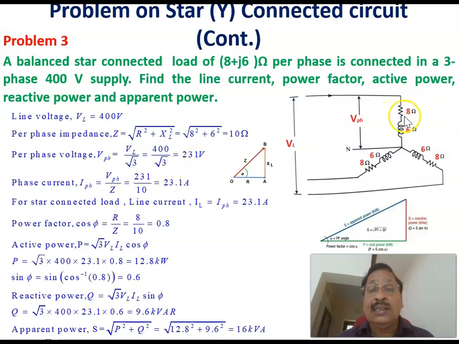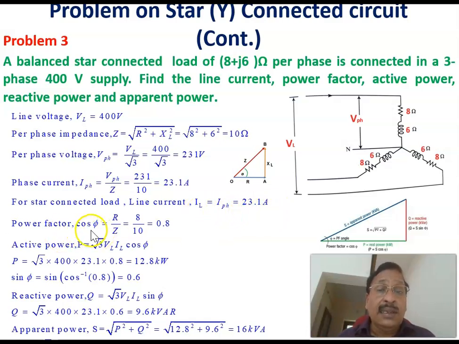Then you can calculate the phase current. Phase current is same as the line current. In a star connected system, line current is same as phase current. Therefore, the phase current is given by phase voltage divided by the impedance, which is equal to 231 divided by 10, or 23.1 ampere. That is the line current. IL equal to 23.1 ampere.